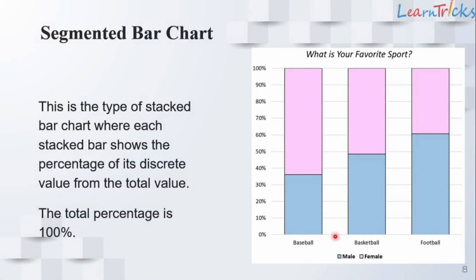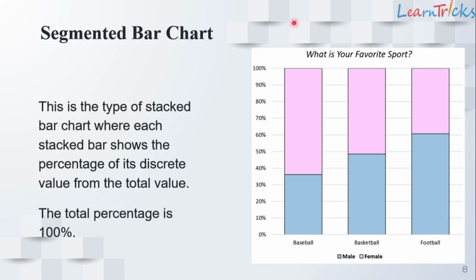Then we will move to the next type, that is the segmented bar chart. Now this is again a type of stacked chart, where each stacked bar shows the percentage of its discrete value from the total value, and the total percentage is 100%. So in a simple stacked chart, we were showing the values directly from the data set, and we were showing the total of those values. But in a segmented bar chart, we show the percentage of its discrete value, right? And the total percentage is always 100%, right?